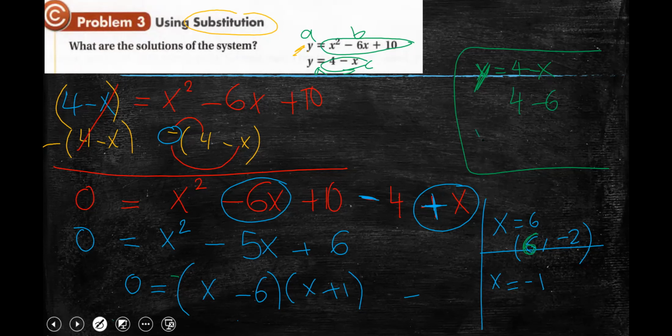At point -1, 4 minus -1. So 4 minus -1 is 5. So the two coordinates here are (6, -2) and (-1, 5). These are the two solutions for this system of equations.